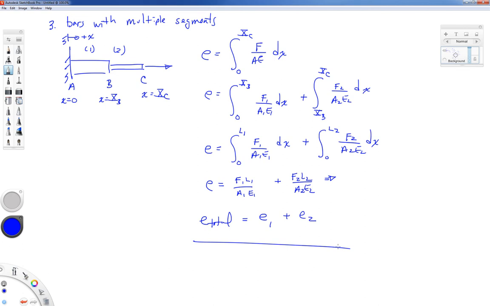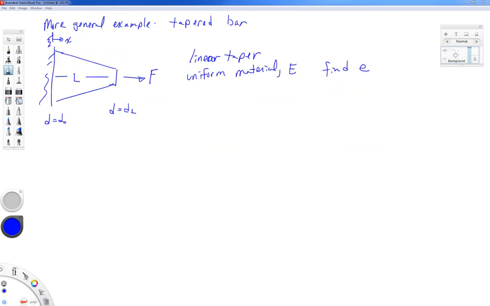Let's do another example, maybe one that's a little bit more tricky, a bar that has a fully changing cross-section. So let's look at a little bit more general example, where we have a tapered bar. It means the diameter is bigger on one side than on the other, but in our case we want to have a linear taper. It's going to help us out a little bit.